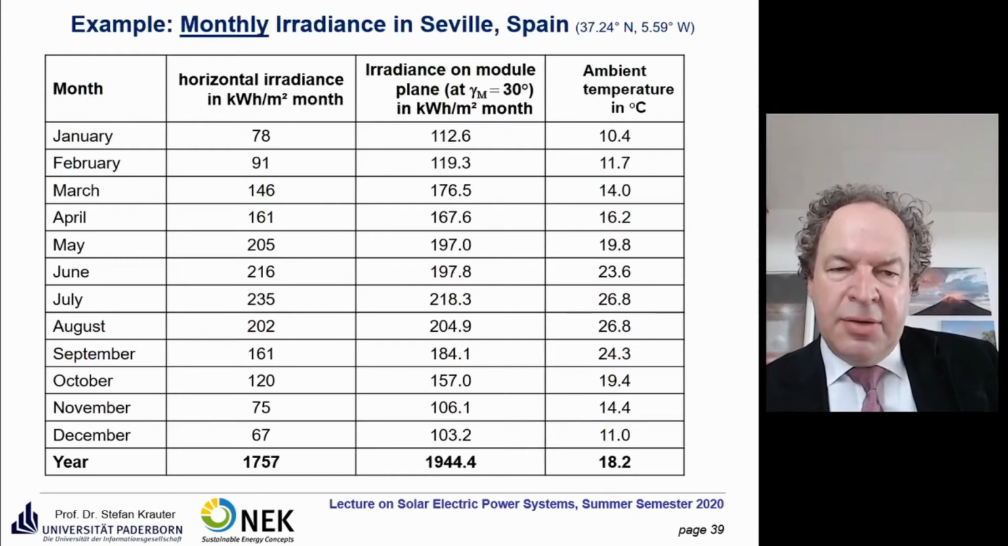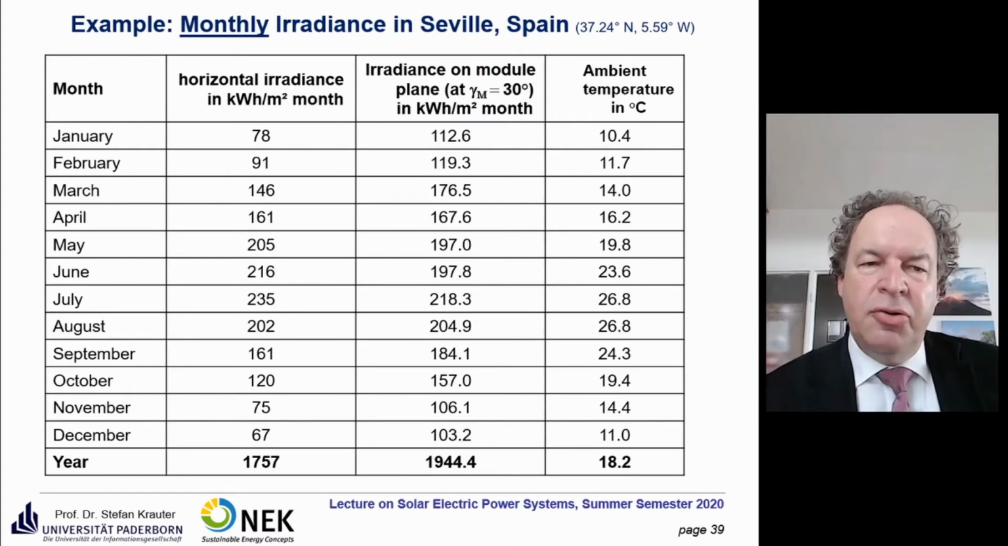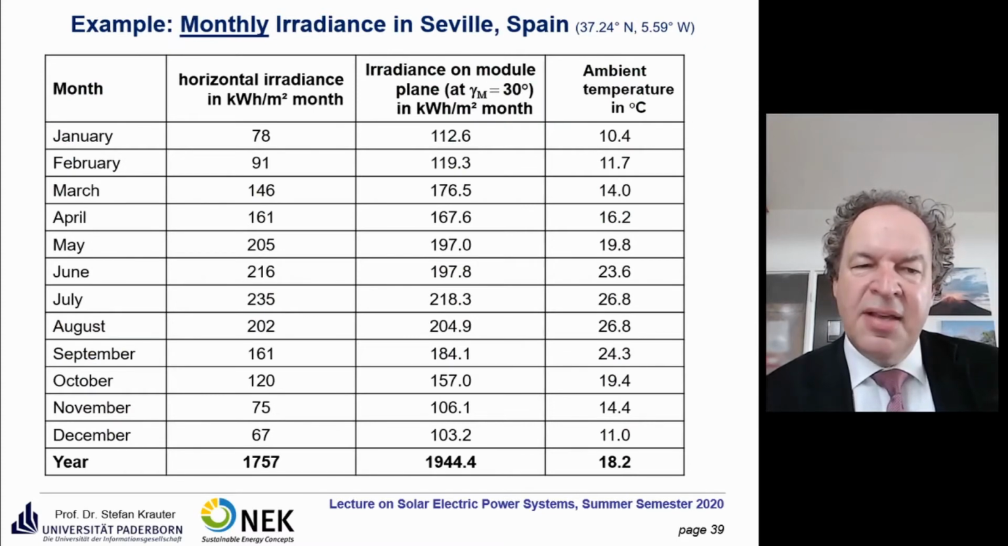Here are some simulations of the irradiance, not daily, not yearly, but monthly irradiance, so how much irradiance comes within 1 month. If we install it horizontally, like all the measuring instruments in weather stations, they have irradiance accumulated during 1 month in average of 78 kilowatt hours per square meter per month.